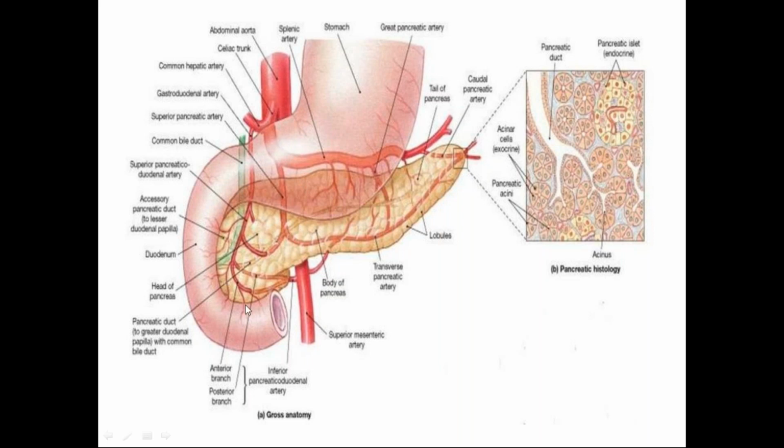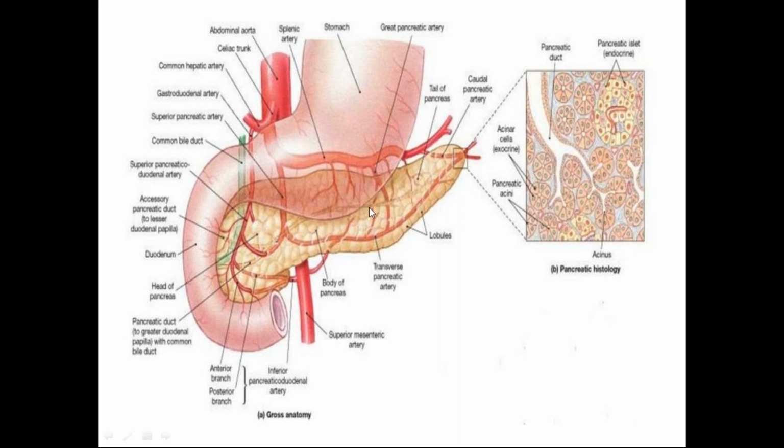These are the major branches which are supplying the pancreas, and together with them there is also the transverse pancreatic artery, and the splenic artery also supplies the distal part. So the transverse pancreatic artery could arise from the splenic artery.